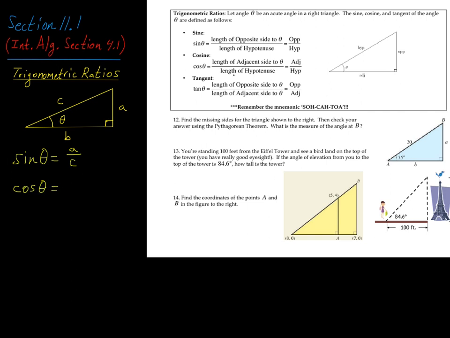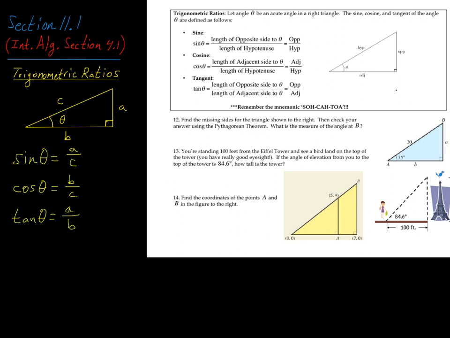Next up we have the cosine ratio, cosine of theta. This is defined to be the length of the adjacent side of theta, so that's this length right here, the length next to or adjacent to the angle, divided by that hypotenuse length. So in this figure, that would be the ratio of B to C. And then lastly, we have the tangent of the angle. This is written tan theta, and this is defined to be the length of the opposite side divided by the adjacent side. So that would be opposite side A divided by the adjacent side B.